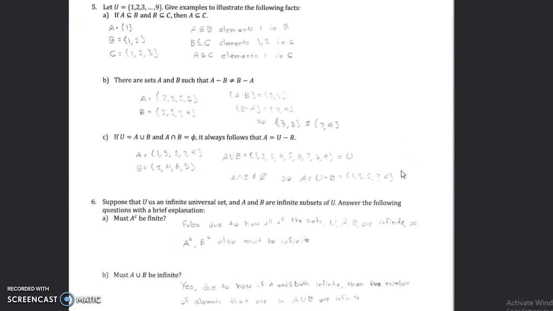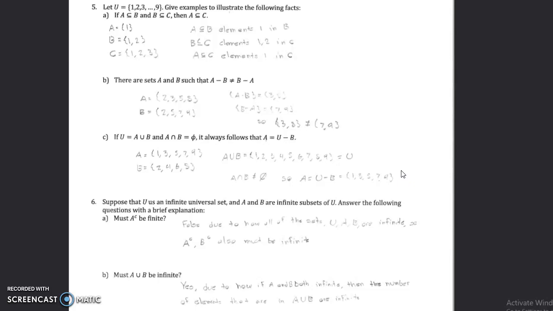For 5, we're basically given a universal set, and we have to illustrate different conditions to see whether they're true or not. For A, if A is a subset of B, which means all elements of A are in B, and all elements of B are in C, then that means that all elements of A are in C. It's like a chain rule type of thing.